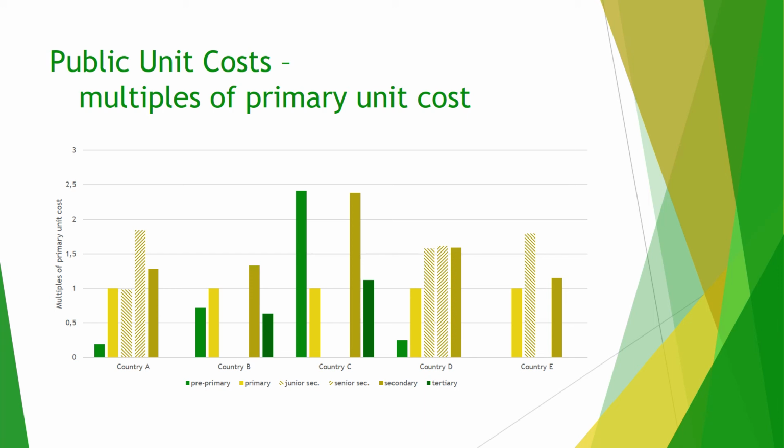If we look at secondary, for instance, secondary is more costly than primary in all the countries for which we have examples here, although in country C it is much more costly, while in countries A and E the costs are relatively similar. So secondary is only marginally more costly than primary.